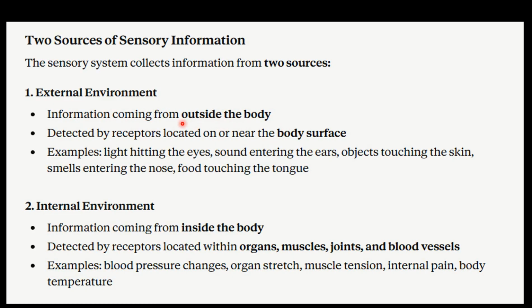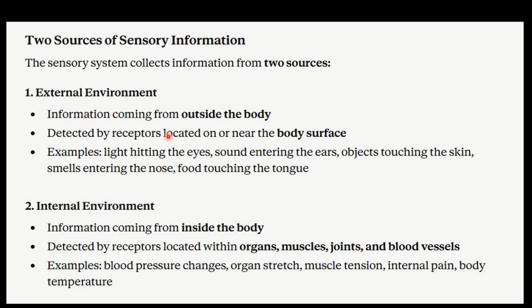Whenever the information is coming from outside the body, it is detected by the receptor located on or near the body surface. Either we have some receptor on the human body or near its surface. Examples: light hitting the eyes, sound entering the ears, object touching the skin, smell entering the nose, and food touching the tongue. So these all come under external environment.